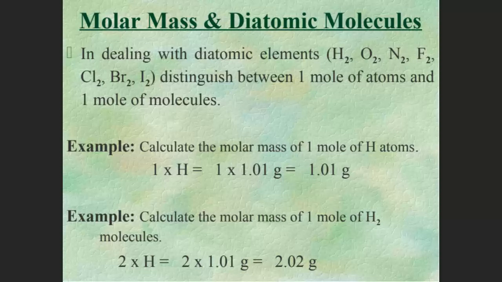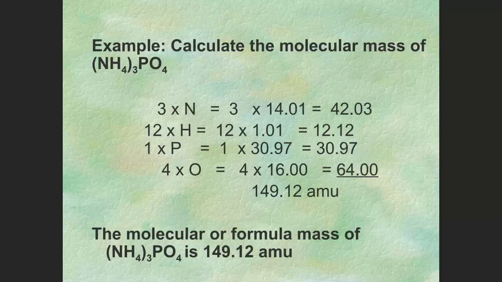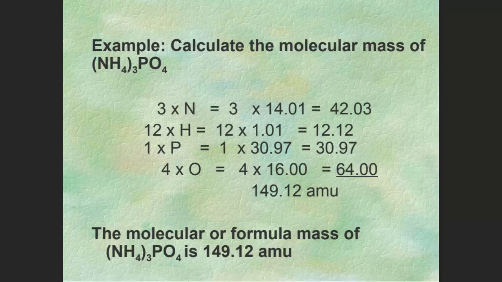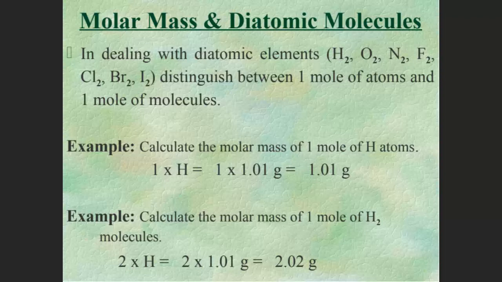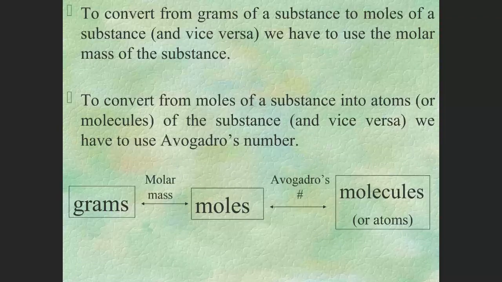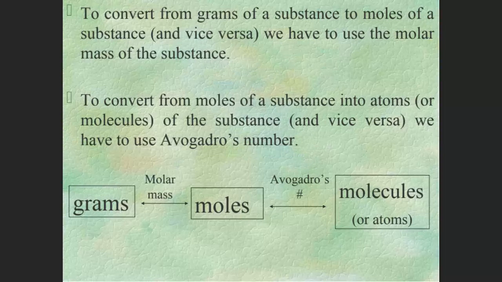Here we go. See, the ammonium phosphate for 1 mole is 149.12. This is to revise how you need to calculate it. As I said, the second part is mainly all about math. Those who like math are going to do very well in the second part.